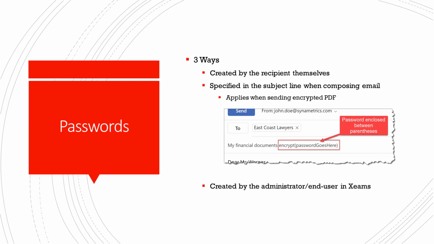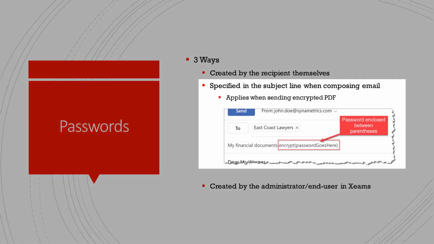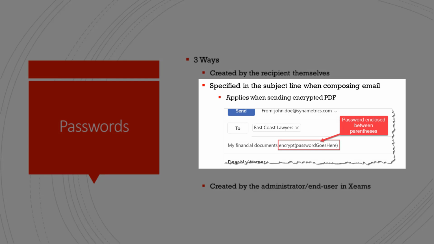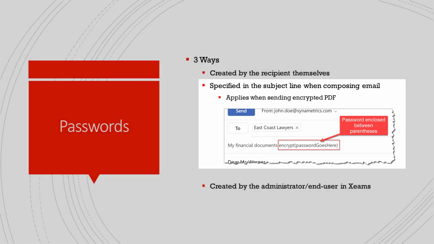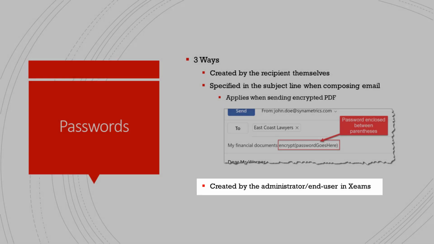There are three ways to specify a password for encryption. The first is to prompt the recipient to create their own password, which I demonstrated earlier in the video. Another method is to specify a password after the trigger word in the subject line. The actual value for the password must be enclosed inside two parentheses. Finally, the administrator or a user can specify passwords for recipients they frequently send messages to. The last option is handy for a doctor's office who wants to send confidential emails to their patients.